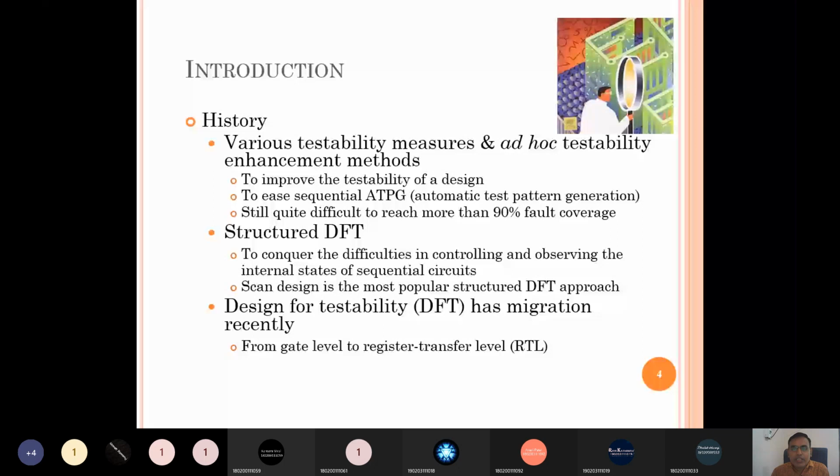So various testability measures adopt testability enhancement methods to improve the testability of the design, to reduce the complexity of sequential ATPG. For that also the DFT technique is used. Then structural DFT techniques migrate to DFT at the RTL level. So nowadays DFT is inserted at the RTL level rather than introducing DFT at the gate level netlist.